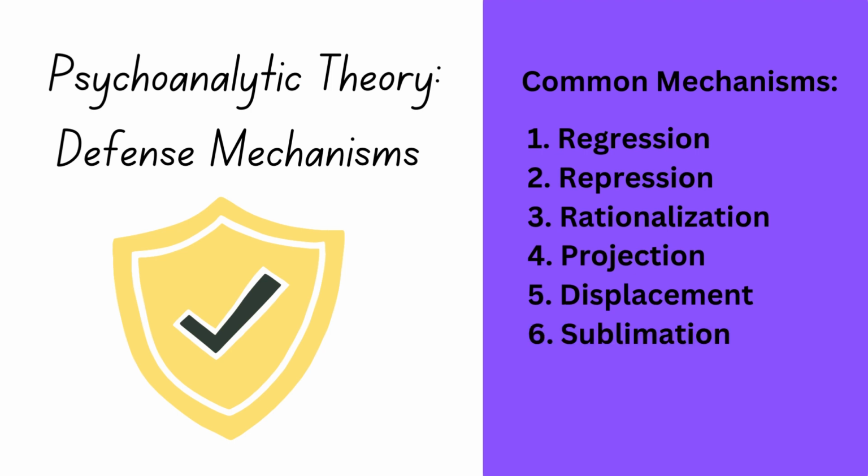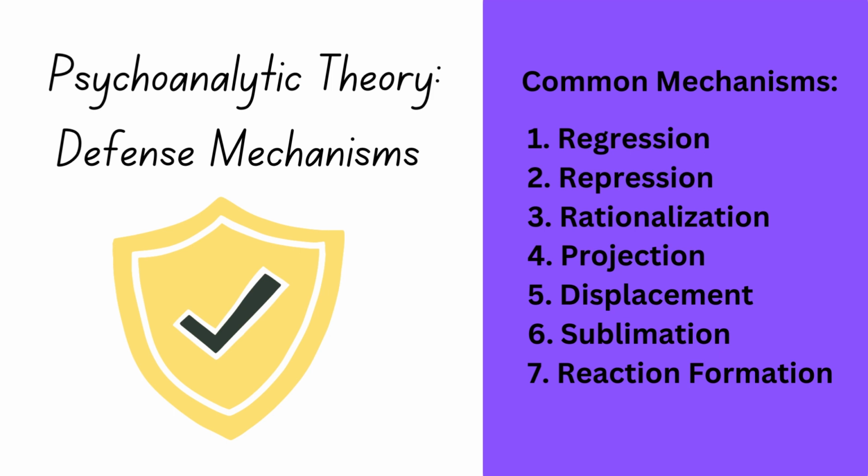Sublimation. Sublimation involves channeling socially unacceptable or harmful impulses into socially acceptable outlets. It's a healthier defense mechanism that allows us to transform our instinctual or unconscious desires into productive or creative endeavors. For instance, someone with aggressive tendencies may channel that energy into competitive sports or artistic pursuits.